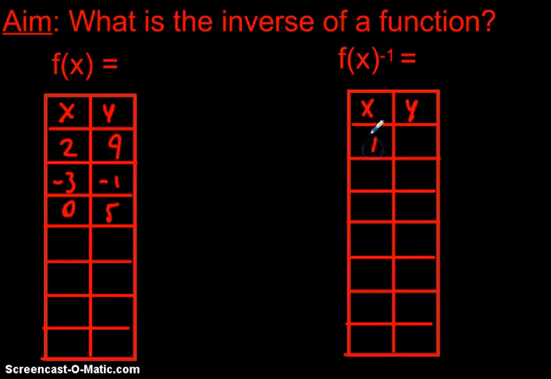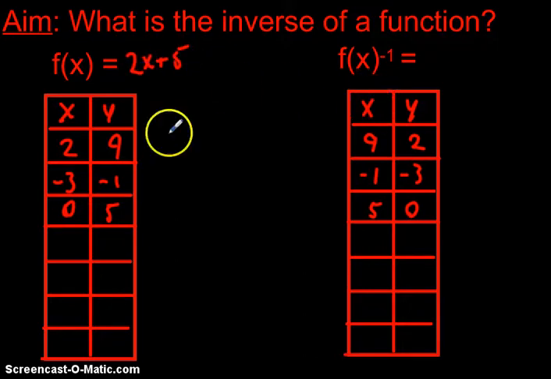If you plug in 9, you would get 2. If you plug in negative 1, you would get negative 3. If you plug in 5, you would get 0. Alright, so they're opposites. So what function is this? To get from here to here is actually the function 2x plus 5. It's a linear function. So how do we go back?